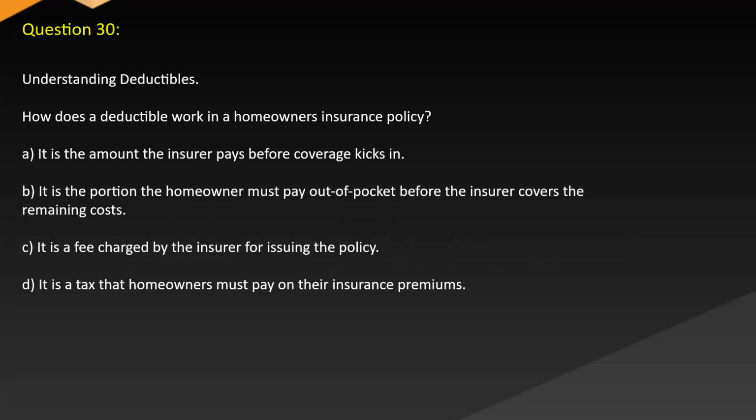Question 30. Understanding deductibles. How does a deductible work in a homeowner's insurance policy? A. It is the amount the insurer pays before coverage kicks in. B. It is the portion the homeowner must pay out of pocket before the insurer covers the remaining costs. C. It is a fee charged by the insurer for issuing the policy. D. It is a tax that homeowners must pay on their insurance premiums.